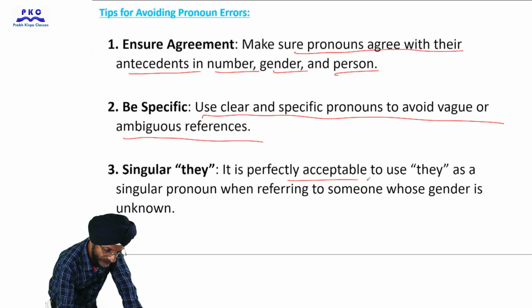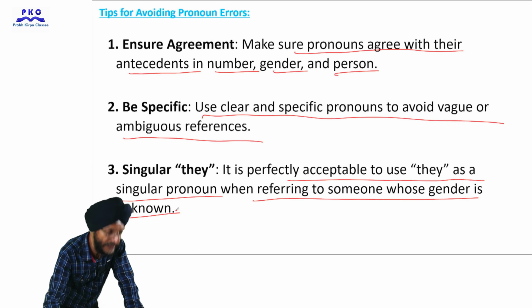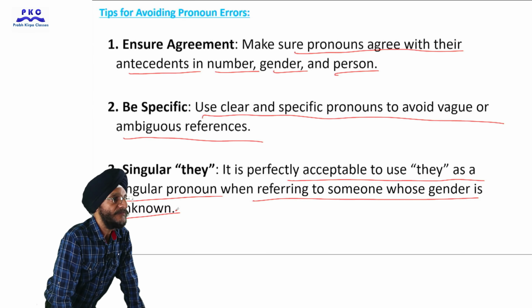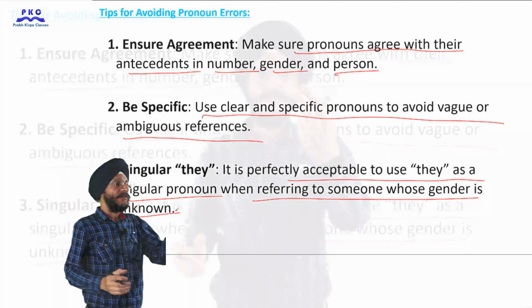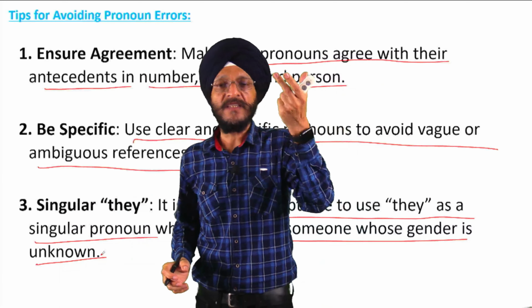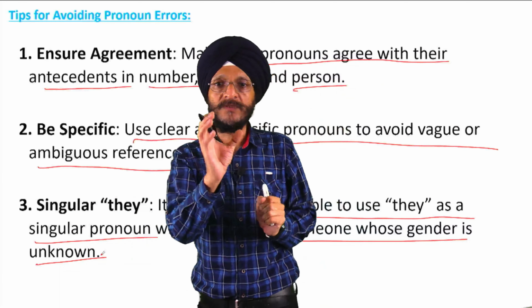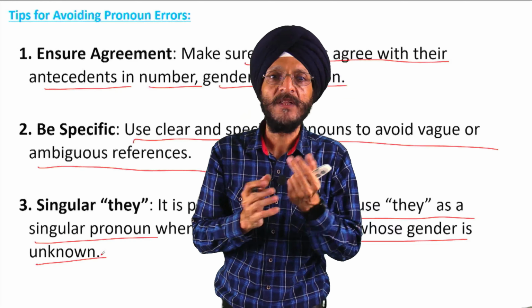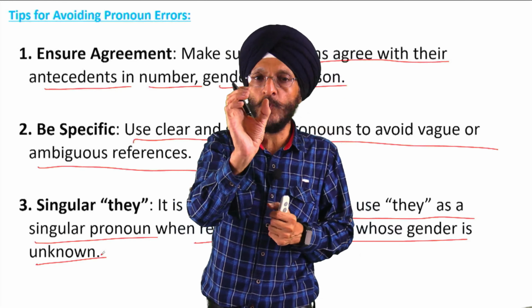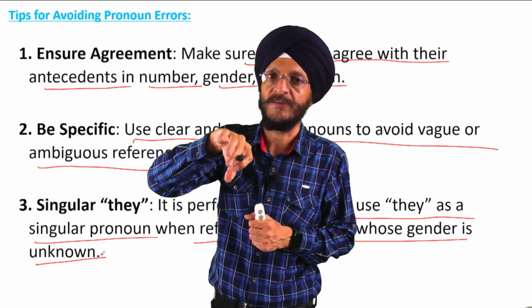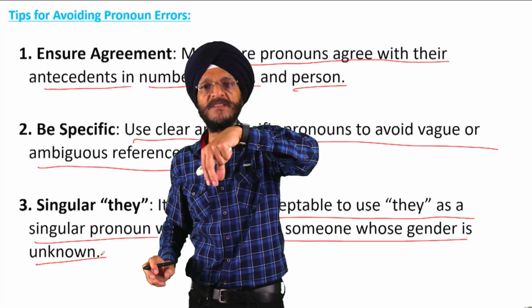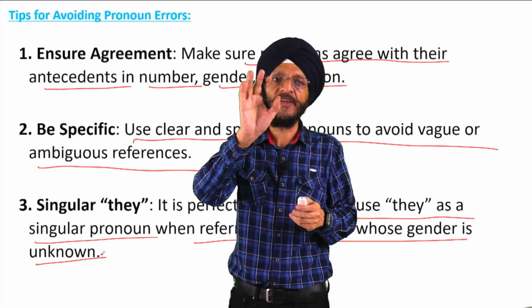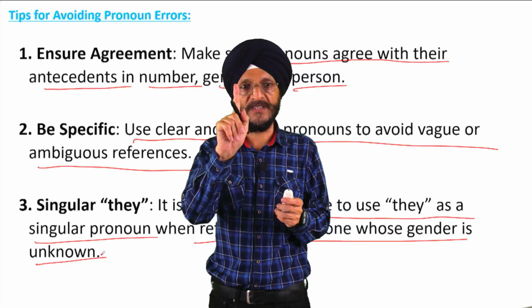Singular they. It is perfectly acceptable to use they as a singular pronoun when referring to someone whose gender is unknown. If it is not clear whether a person whose phone was left in the classroom was a male or a female, we can use the word they for that particular person. When the gender of a person is not known, we can perfectly use singular they for a single person.